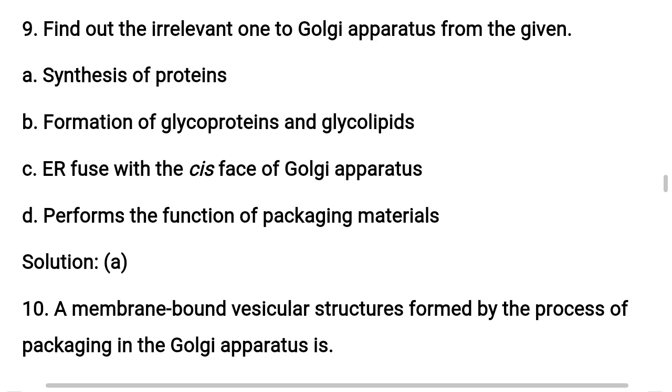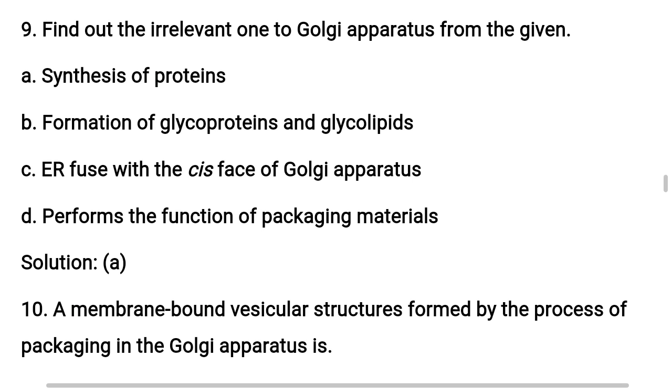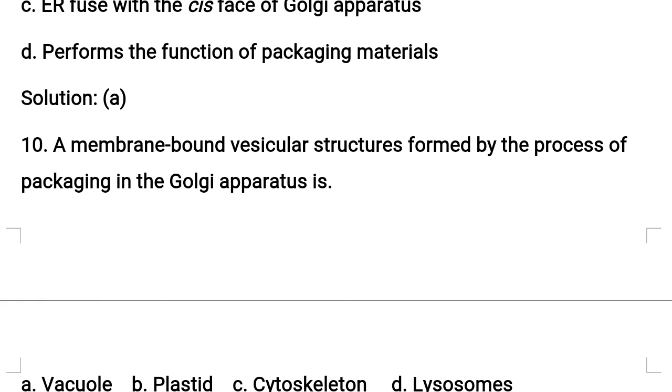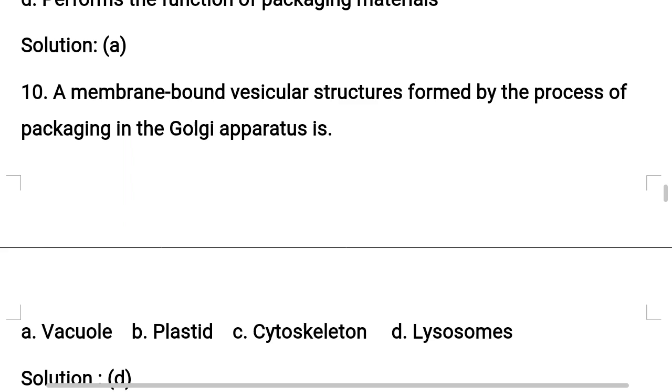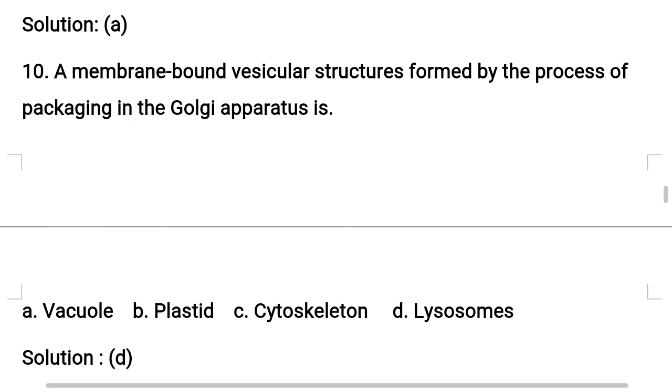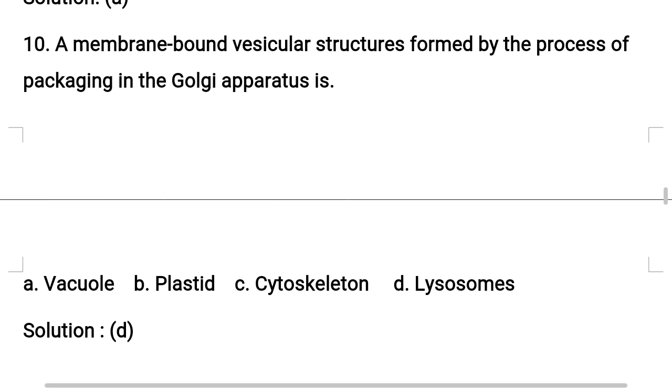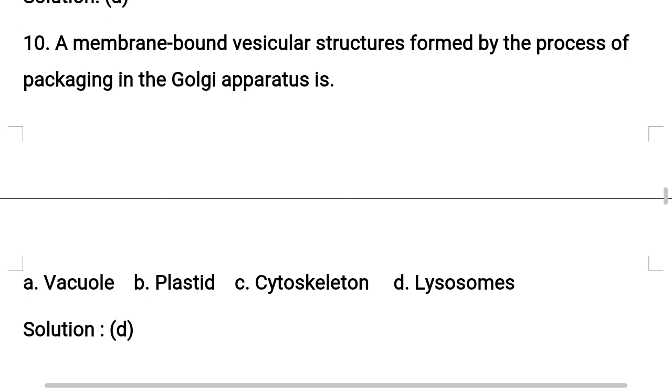Next, ER fused with the cis face of Golgi apparatus, performs the function of packaging materials. All these are correct. Next, 10th question. A membrane bound vesicular structure formed by the process of packaging in the Golgi apparatus is, it is nothing but lysosomes. Option D. Now let us see some detailed explanation regarding this 10th question.